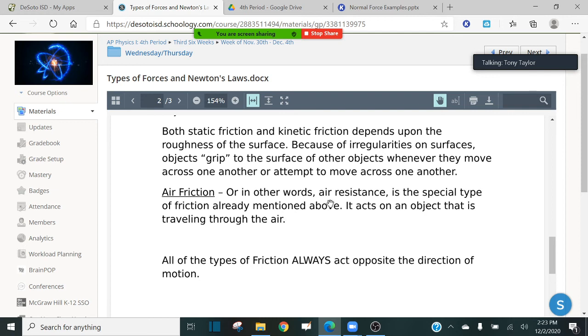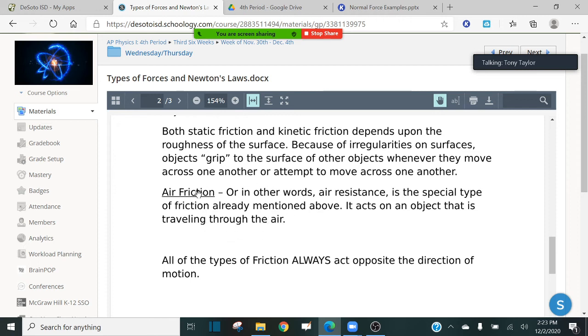So, as we saw when we were skydiving, as I was moving downward, air resistance was acting upward, because air resistance is a force that resists an object's motion. But air friction specifically acts on an object while it is traveling through the air, like in the case of your skydiving, whenever you're in free fall.